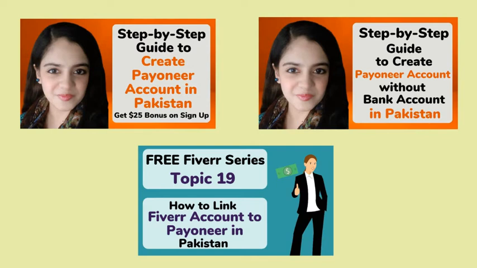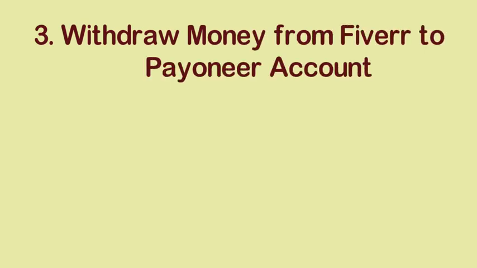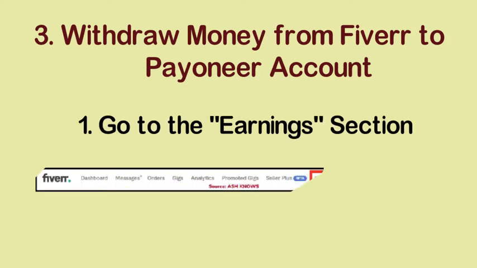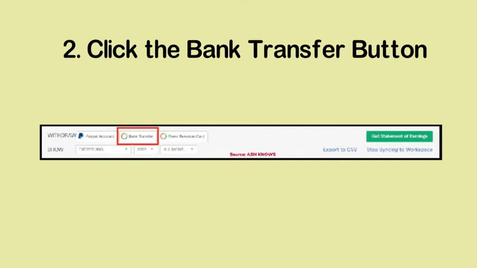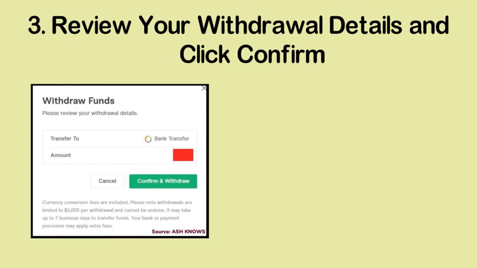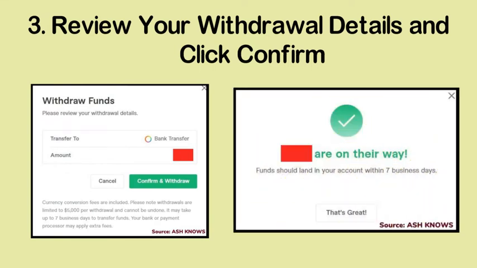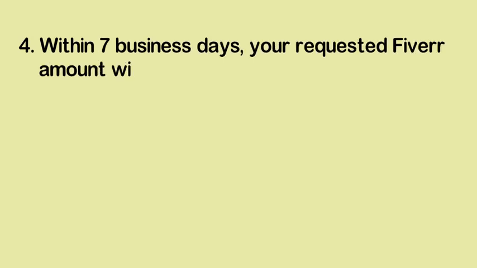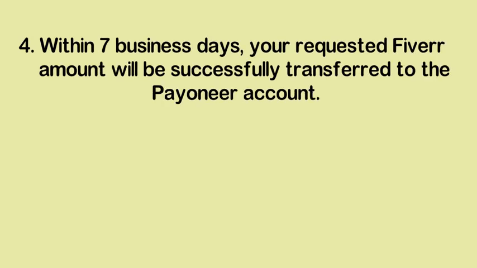Step number 3, withdraw money from Fiverr to Payoneer account. Once you have linked your Fiverr account to your Payoneer account, the next step is to withdraw money. Here are the steps that you need to follow. Number 1, go to the earnings section on the Fiverr dashboard and click the bank transfer button. Since your account is already linked to Payoneer now, you will receive a notification that the money is on its way. Within a few minutes, your requested Fiverr amount will be successfully transferred to your Payoneer account.